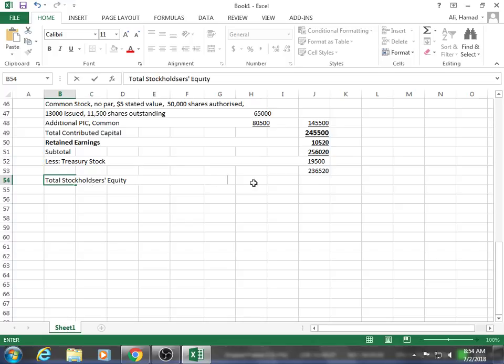Yeah, that should be on the upper line, not this line here.